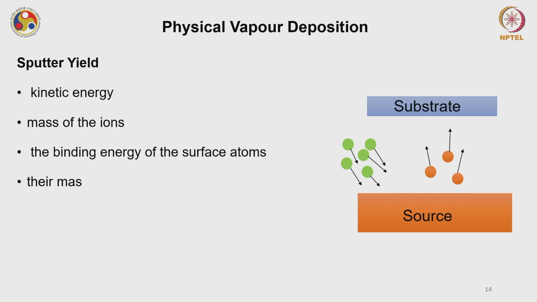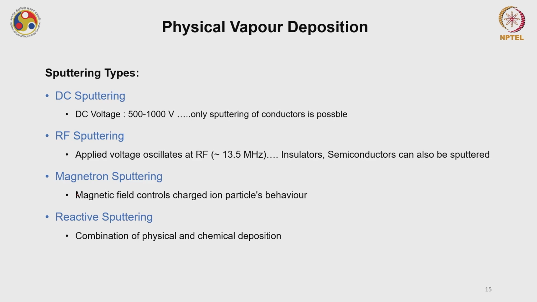The sputter yield will depend on the kinetic energy of these particles, the mass of the ions or mass of these particles, and the binding energy of the surface atoms. If the binding energy of these surface atoms is very high, they don't want to leave the surface of the source. So it will also depend on the binding energy of the source atom and their mass.